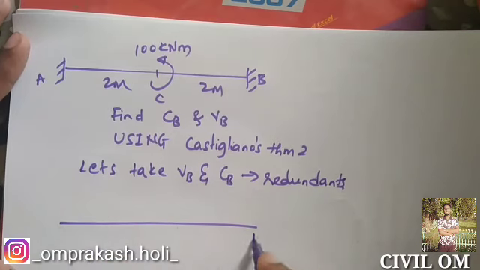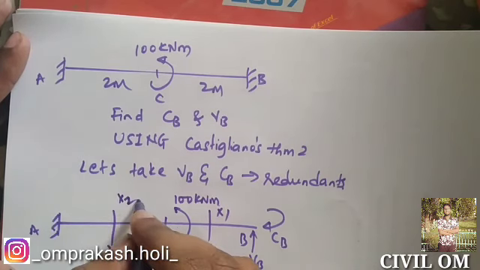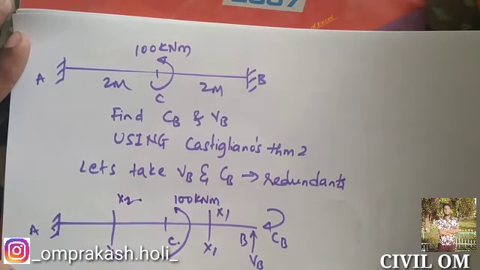So we'll draw the diagram once again. We have released the fixed support B. So we have taken VB, CB, and this is point C on which there is 100 kilonewton meter acting. So this is point A. So this is the portion x1, x1 and this is the portion x2, x2. So this distance is x and this distance is x. I've mentioned it in the diagram. So this is x and this is also x.